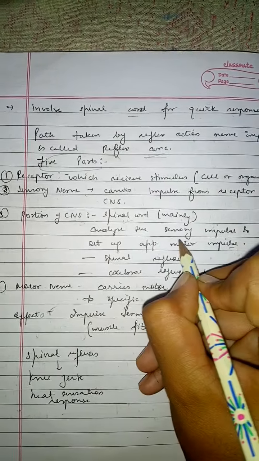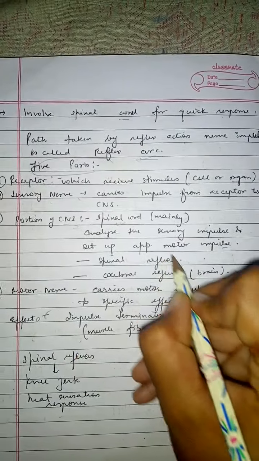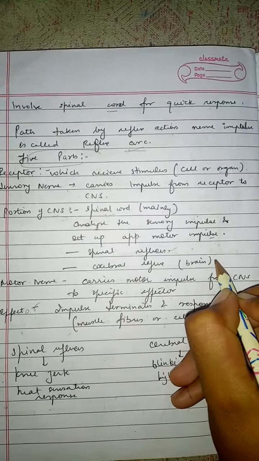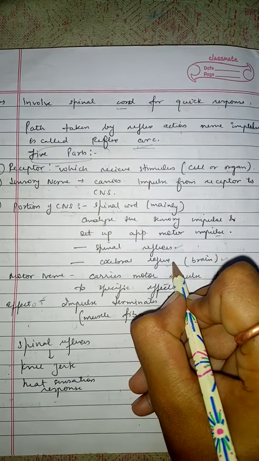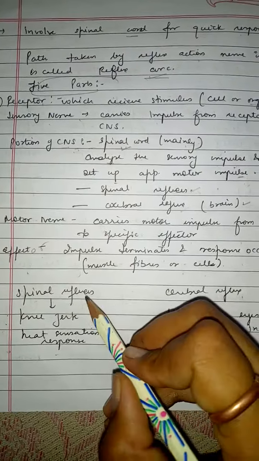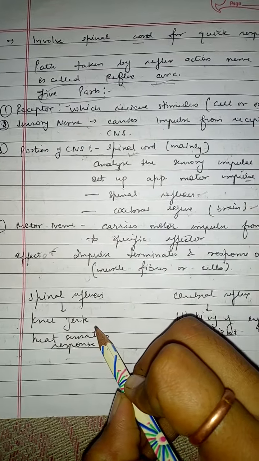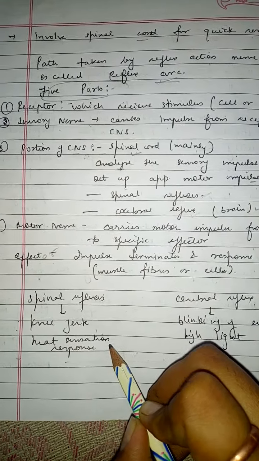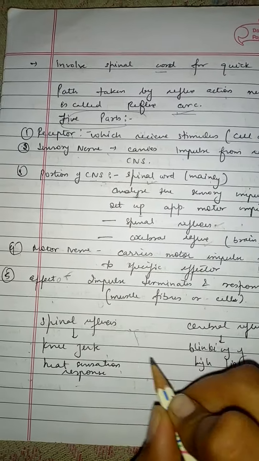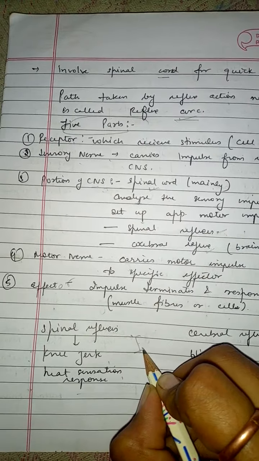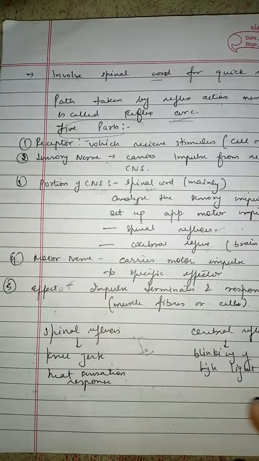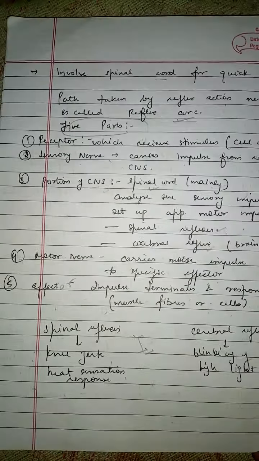If the information is analyzed by the spinal cord, the reflex is called a spinal reflex, and if it is analyzed by the brain, the reflex is called a cerebral reflex. Examples of spinal reflex are the knee jerk and heat sensation response. Knee jerk is when something hits our knee, we immediately kick out our foot, and this is called the knee jerk. And the heat sensation response is similar.